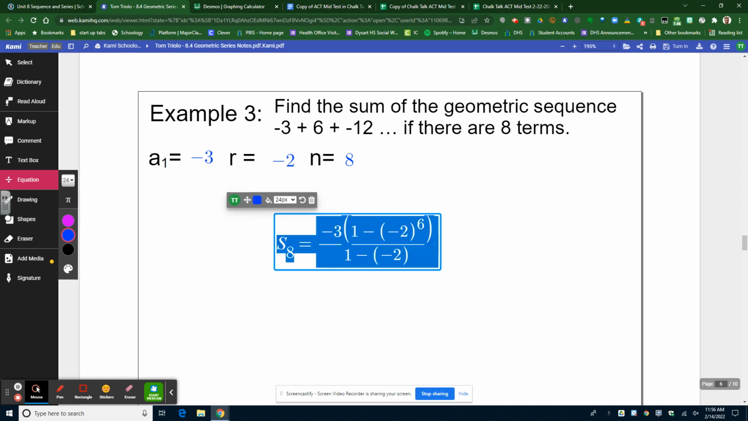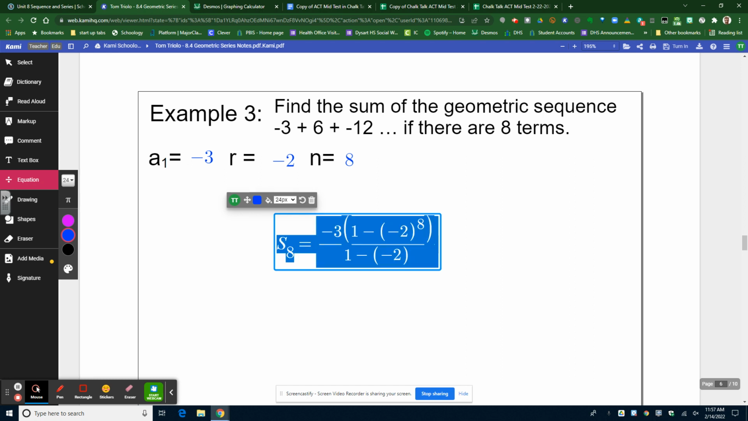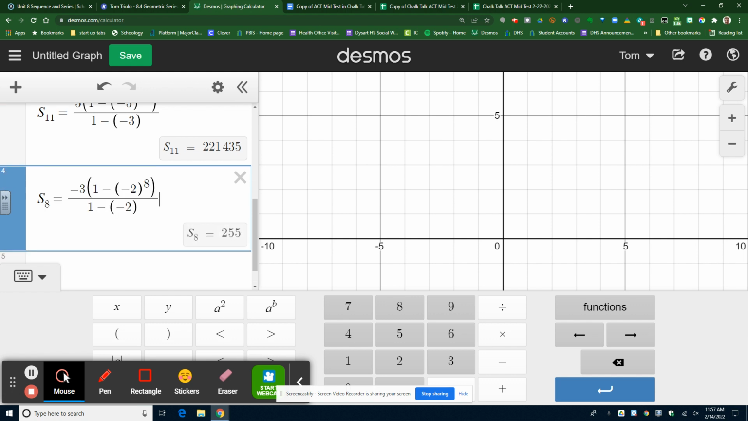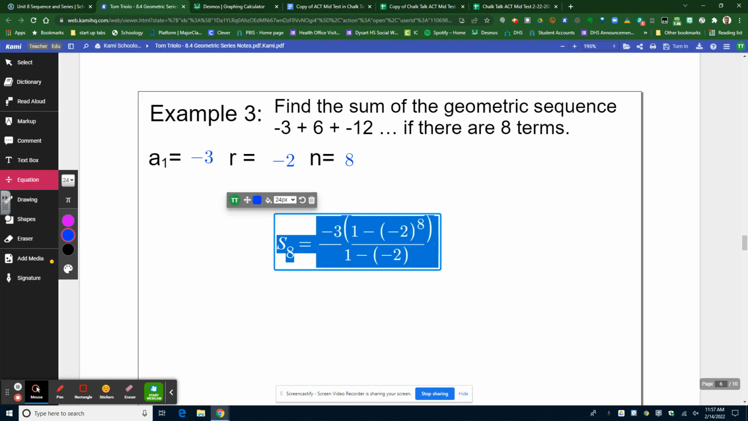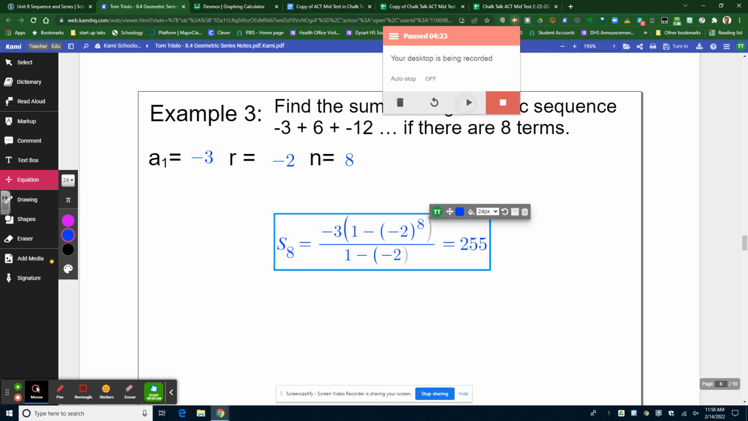Control A. Should have slowed myself down earlier. 8. Control A. Control C. Control V. 255, a little smaller this time. Right on. Next one's going to be a little harder. See why. Take a look at the next one and see why that one's a little bit more difficult.